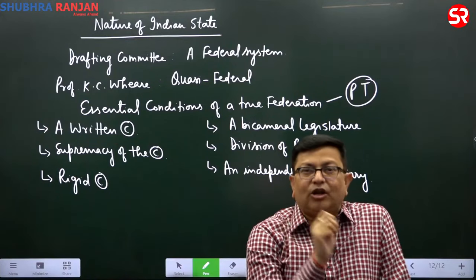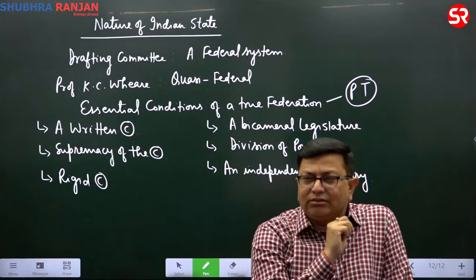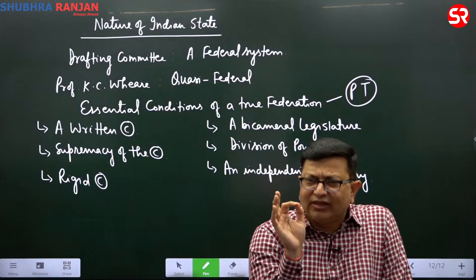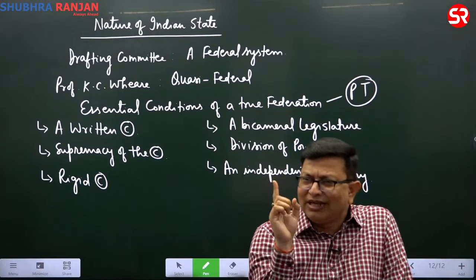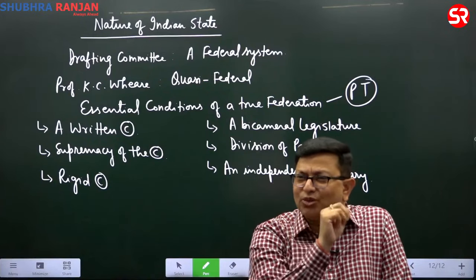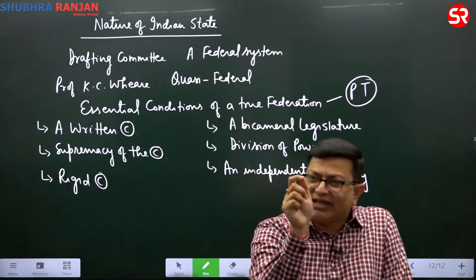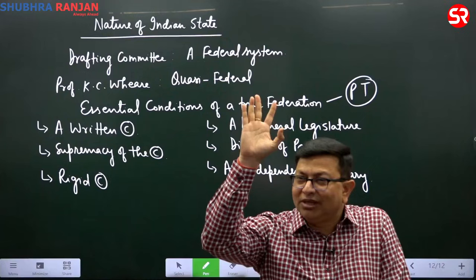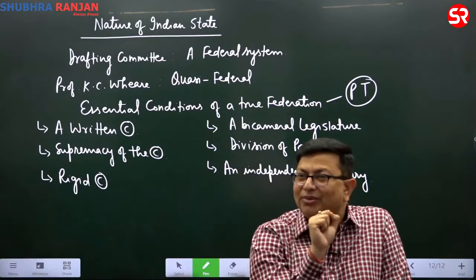I'll tell you the logic also. First of all, why a written constitution? Because the powers of the center and the states have to be written down. That is feasible only when you have a written constitution. And the document where the powers have been written down, that should be the supreme law of the land. There should be no other document above that document, otherwise people will not follow it.